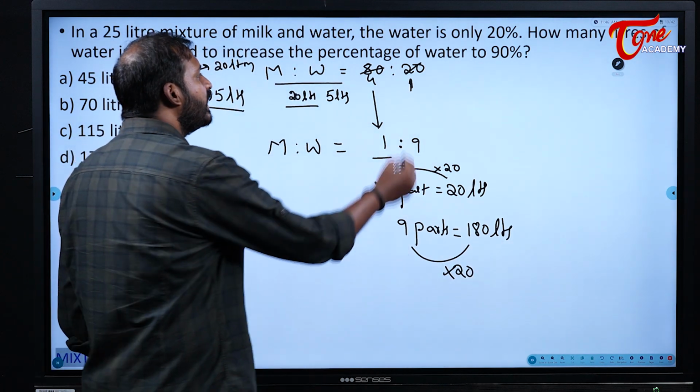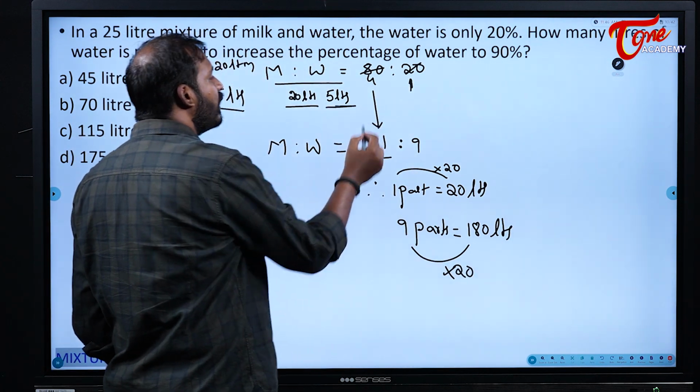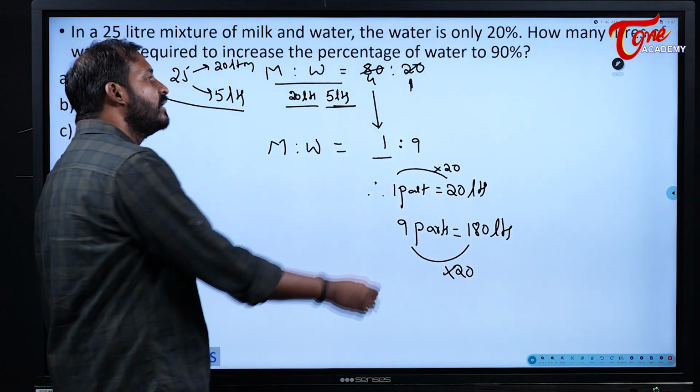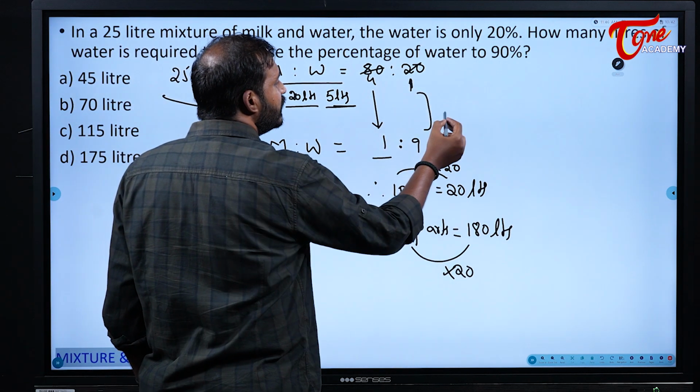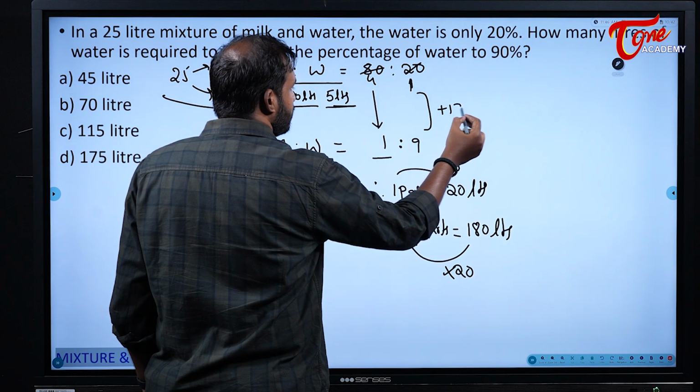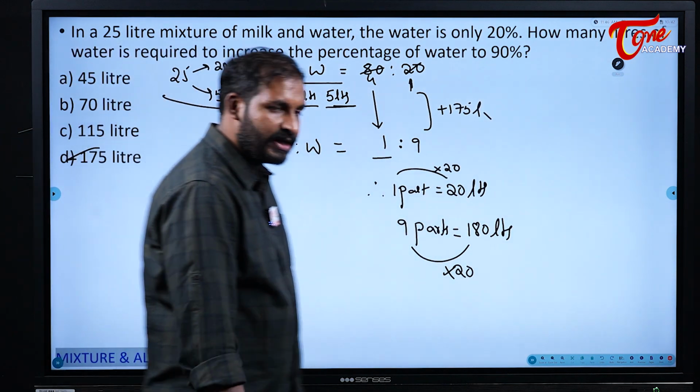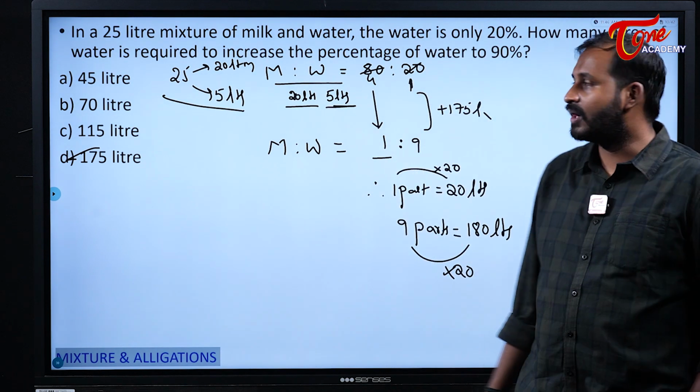So, already I have how much water here? Already I have 5 liters of water. Now, tell me how much water I need to add from here to here? 175 liters of water should be added so that the ratio becomes 1:9.